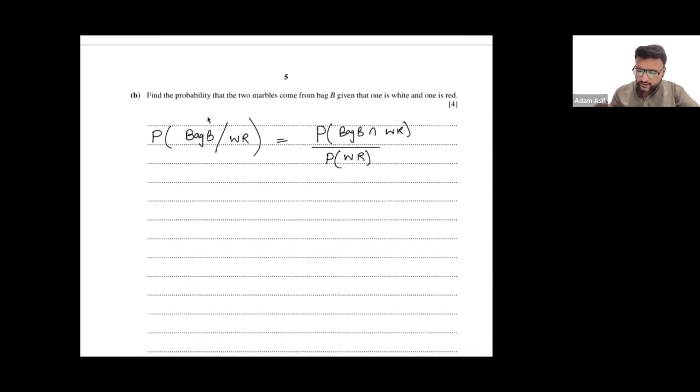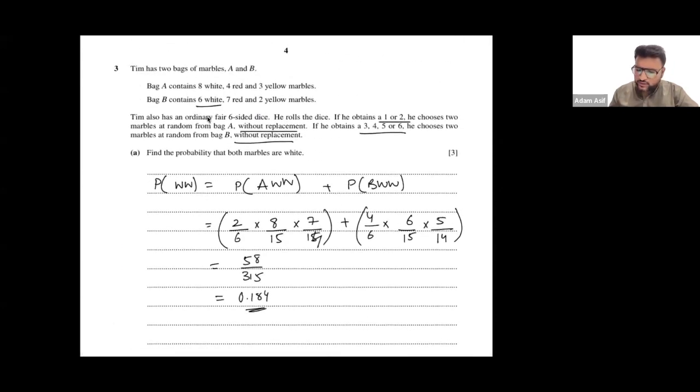Now think of a tree diagram. The best way to go about these questions is to understand the tree diagram. First, we were selecting the correct bag. Probability of selecting bag A was 2 out of 6. Probability of selecting bag B was 4 out of 6. If bag A was selected, then we are either going to have a white or a red marble.